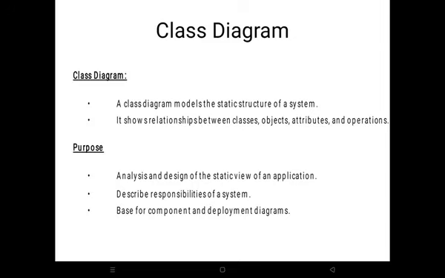What is the purpose of a class diagram? Why do we go for a class diagram? Mainly the class diagram is used for analysis and design of the static view of an application. The second important purpose is that it is used to describe the responsibilities of the system. The third important thing is that it is the base of the component and deployment diagrams.